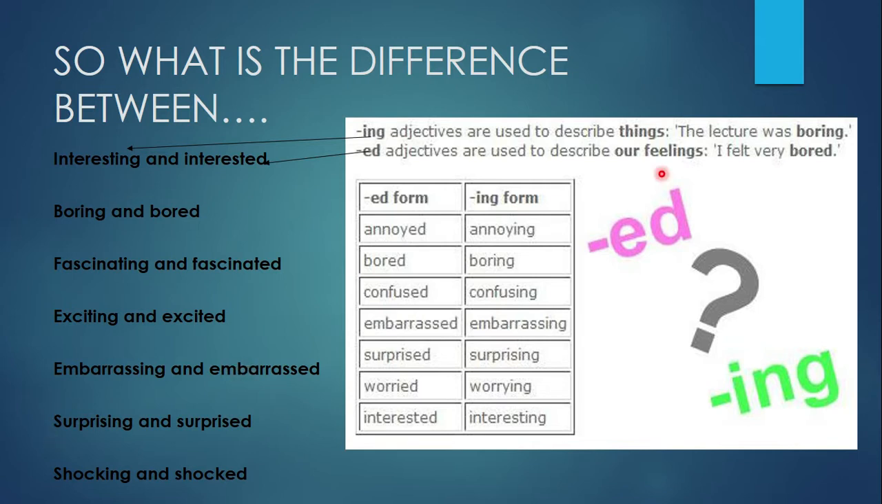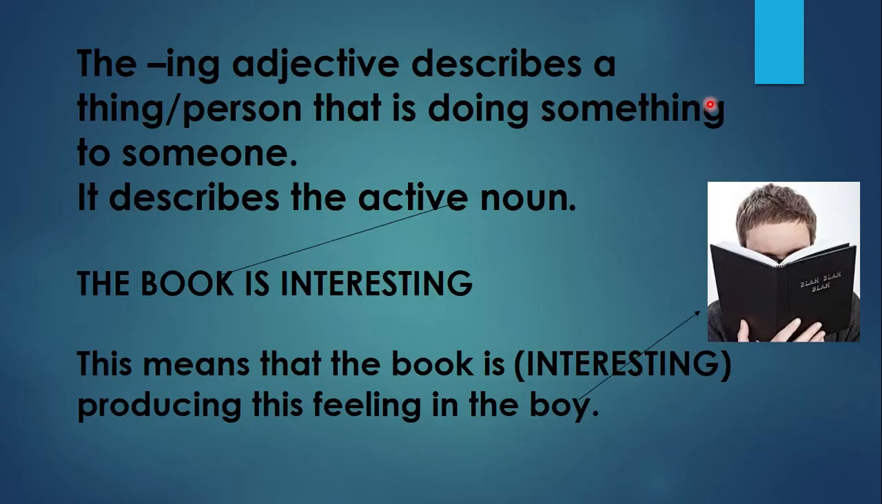So you know the difference already. The ing adjective describes a thing or a person that is doing something to someone. It describes the active noun. So for example, the book is interesting. Here I am describing the book. Okay? This means that the book is interesting, producing this feeling in the boy. So I am describing a thing here.